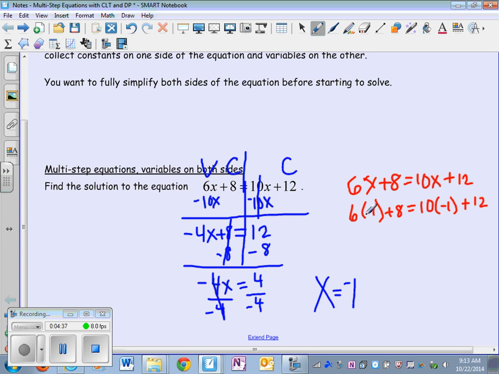And now I'm going to totally simplify the left side and the right side using order of operations, and make sure that they equal each other. 6 times negative 1 is negative 6. Negative 6 plus 8 is positive 2.